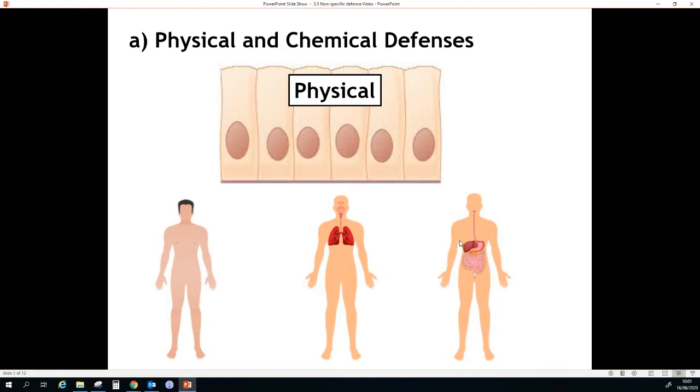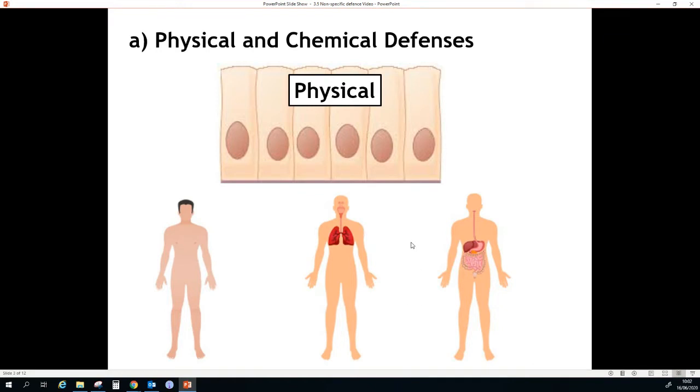But due to the fact that we're something called deuterostomes, we would also technically consider the inside of your digestive tract as the outside of your body, and even the inside of your respiratory system, because pathogens can come from the outside world into these areas without needing to pass through what we call the epidermal layer. So the first stage of defences in non-specific would be our physical defences.